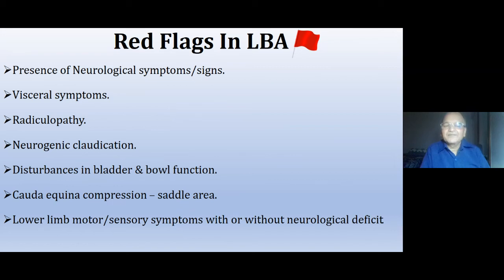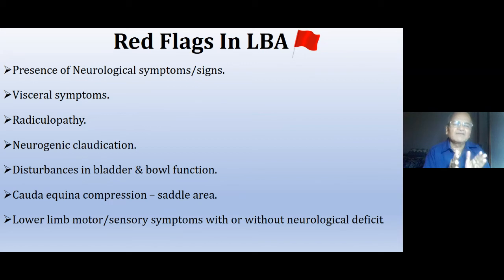Radiculopathy, sciatica. Neurogenic claudication: you walk for a long distance, you develop sensory deficit, motor deficit, becoming better when you straighten the spine. And the other one too is very, very important. When there is low back pain associated with disturbances with bladder and bowel function, with saddle area anesthesia, please think of cauda equina syndrome. Every person with low back pain, you must ask for a history of disturbances in the bladder and the bowel function. And I told you lower limb motor or sensory symptoms without neurological deficit.